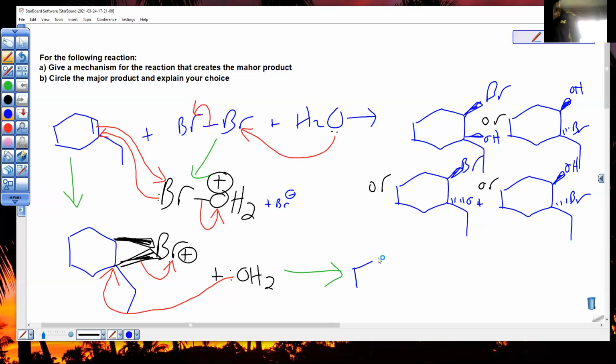And here we have cyclohexane with an ethyl. The backside of the bond we broke, a wedge, is a dash. So your new bond to water is a dash, and it's an oxonium, so you're not quite done.